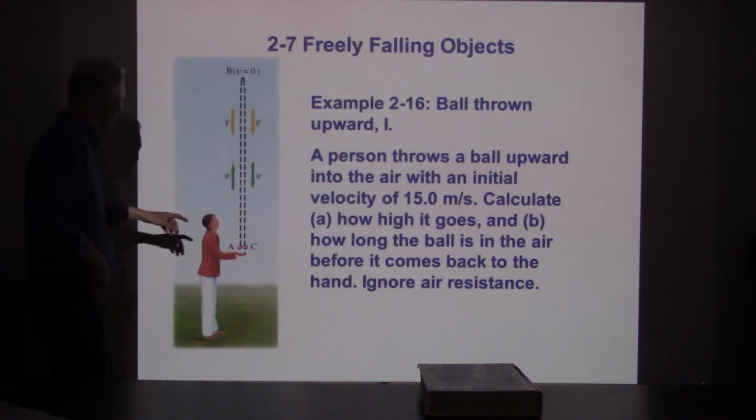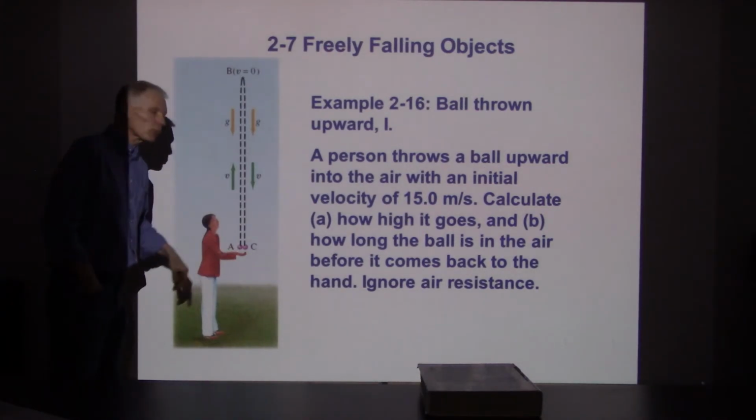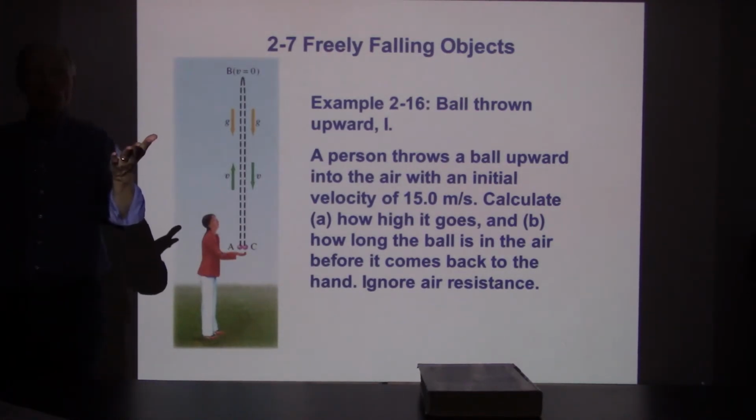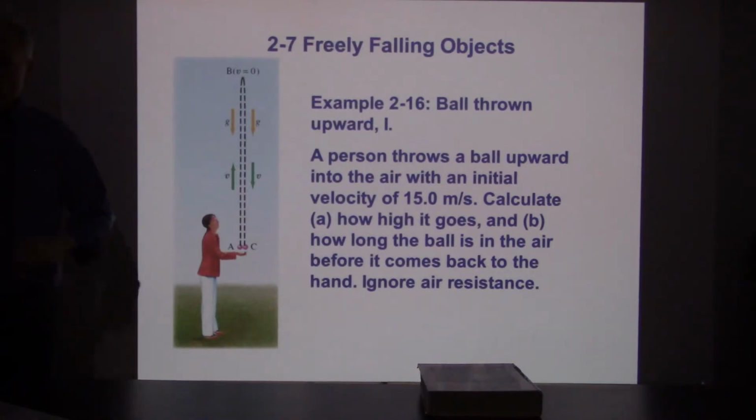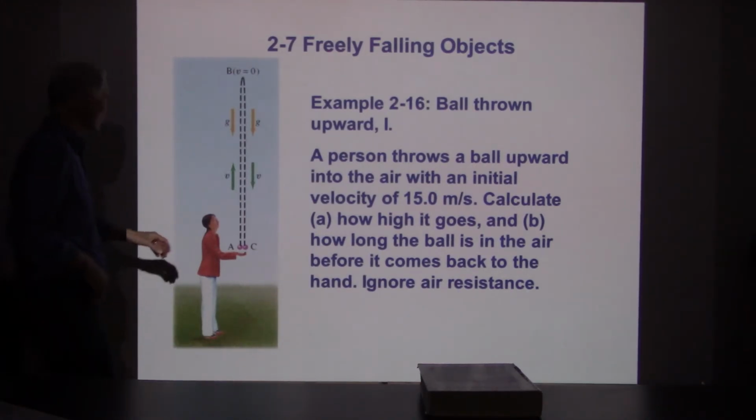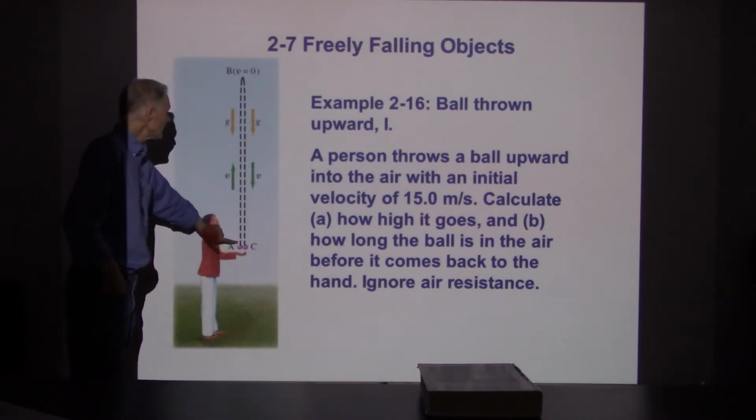So point A doesn't mean it's in her hand. Point A means that she's let go. So she did a big wind up and began throwing that ball upwards and then let go, and that's point A. And that's when we start the timer, and now it's going to go up.